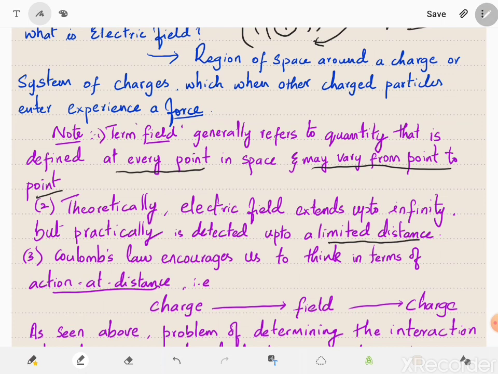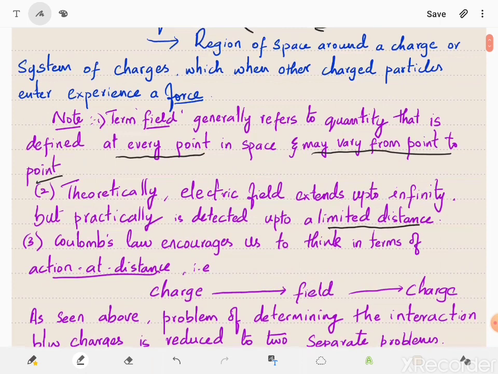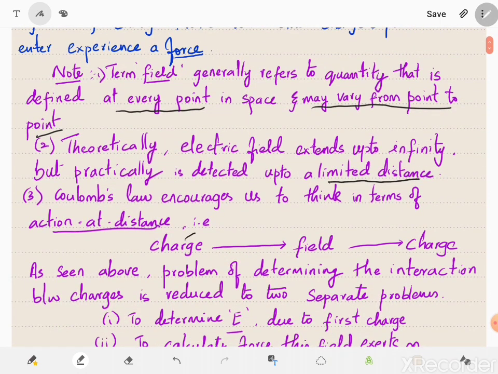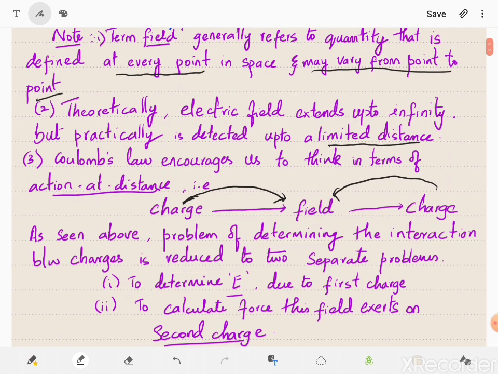Coulomb's law encourages us to think in terms of action at a distance. What does this actually mean? It means that there is a charge. Around the charge, it creates a space called electric field. And when other charges enter this particular field, they are supposed to experience a force. Therefore, the problem of determining interaction between any two charges is reduced to two separate problems. The first problem is to determine the electric field due to the first charge, and the second problem is to calculate the force on this charge that the field exerts, using the concepts of Newton's laws.